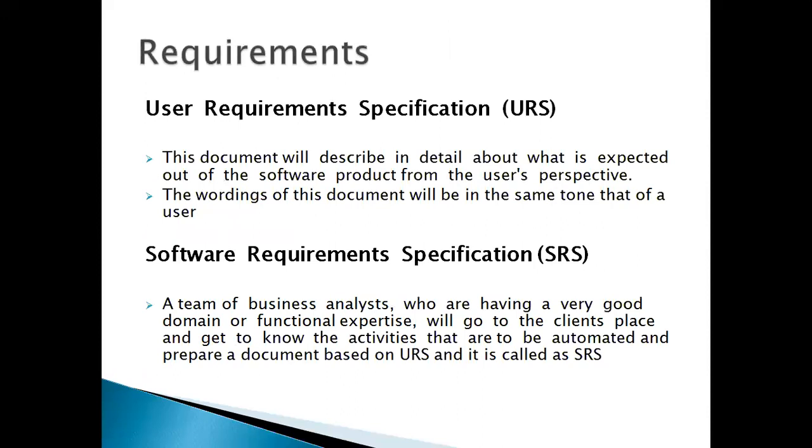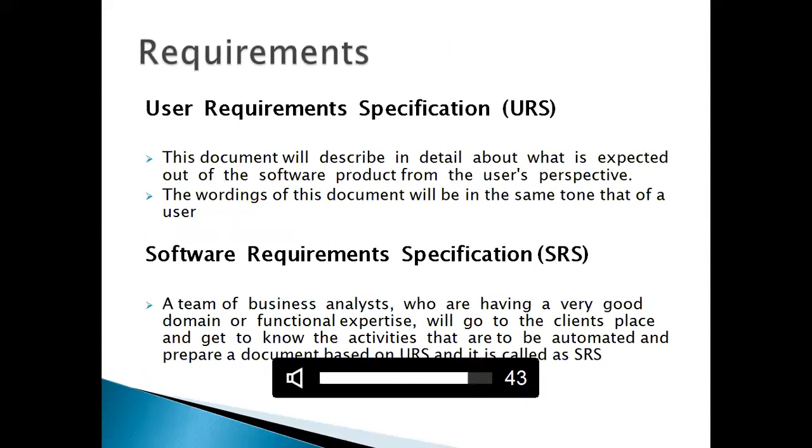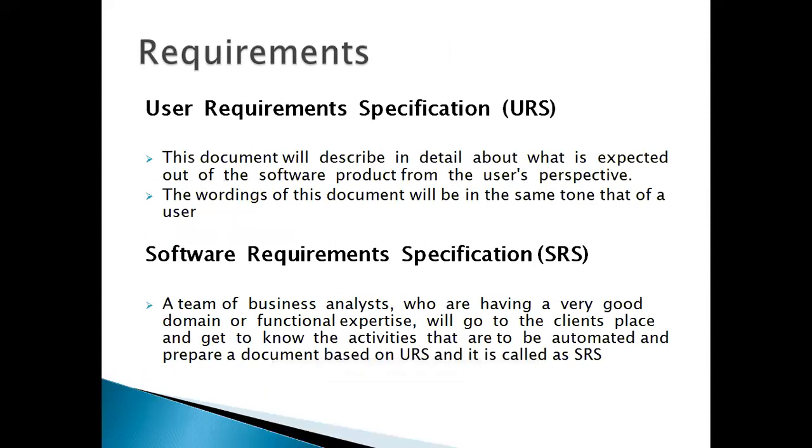Then after that, the requirement needs to be documented. So who does the documentation part for requirements? The users' requirements. There are two types of documents. The first one is the user requirement specification, or URS. This document describes in detail what is expected out of the software product from the user's perspective.